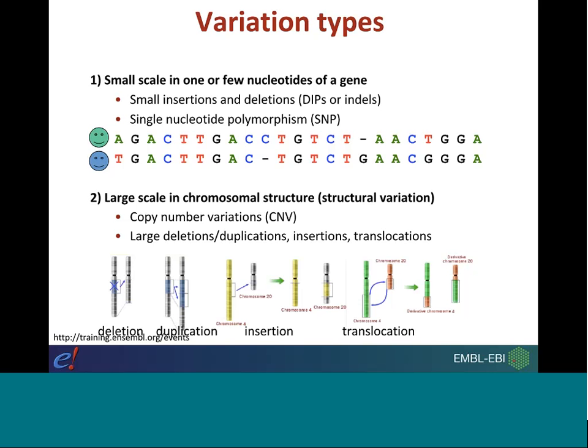And these can include things like copy number variants, large deletions, duplications, insertions, translocations as well. So these mainly affect larger chunks of chromosomal sequence.